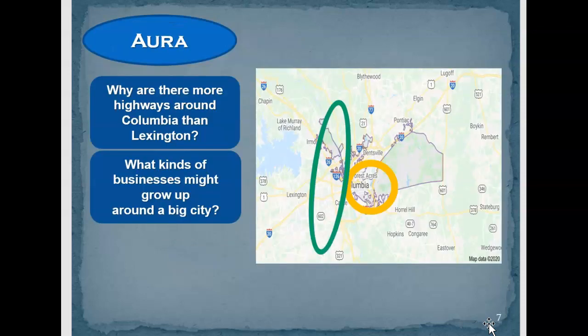Here we can see an example of aura. Why are there more highways around Columbia than Lexington? Okay, Columbia is a big city. Lexington's not as big. What kinds of businesses might grow up around a big city? These are spatial relations based on aura.